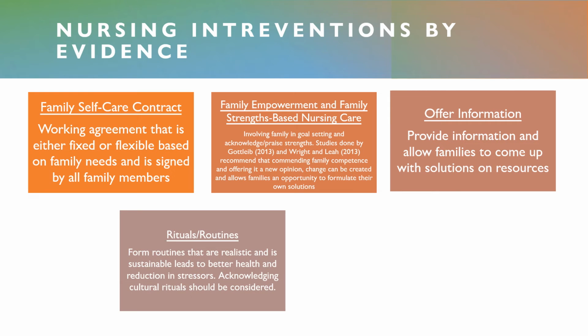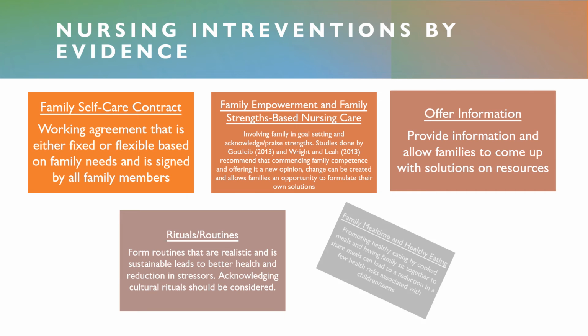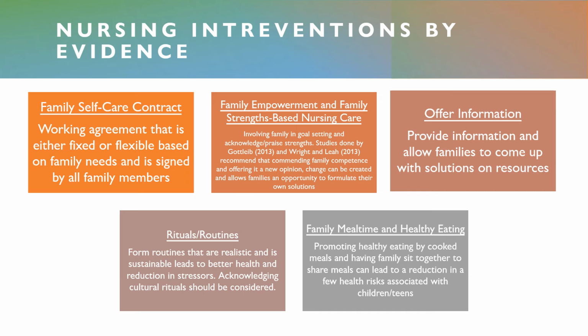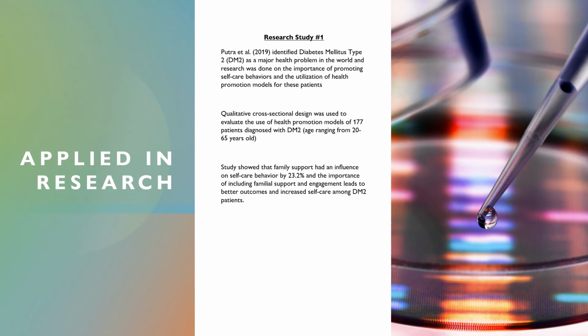Next is respecting rituals, especially culturally. We respect the rituals and we work around it. How can rituals lead to family bonding, and how can that lead to better health outcomes? And then structuring a routine. So each family member, again, is accountable, comes together as a unit, helps each other, and formulates a routine so everybody is able to reduce stress on the other person. And promoting family healthy meal times. By coming together and sharing meals, this can create family bonding and lead to fewer health risks associated with children and teens.